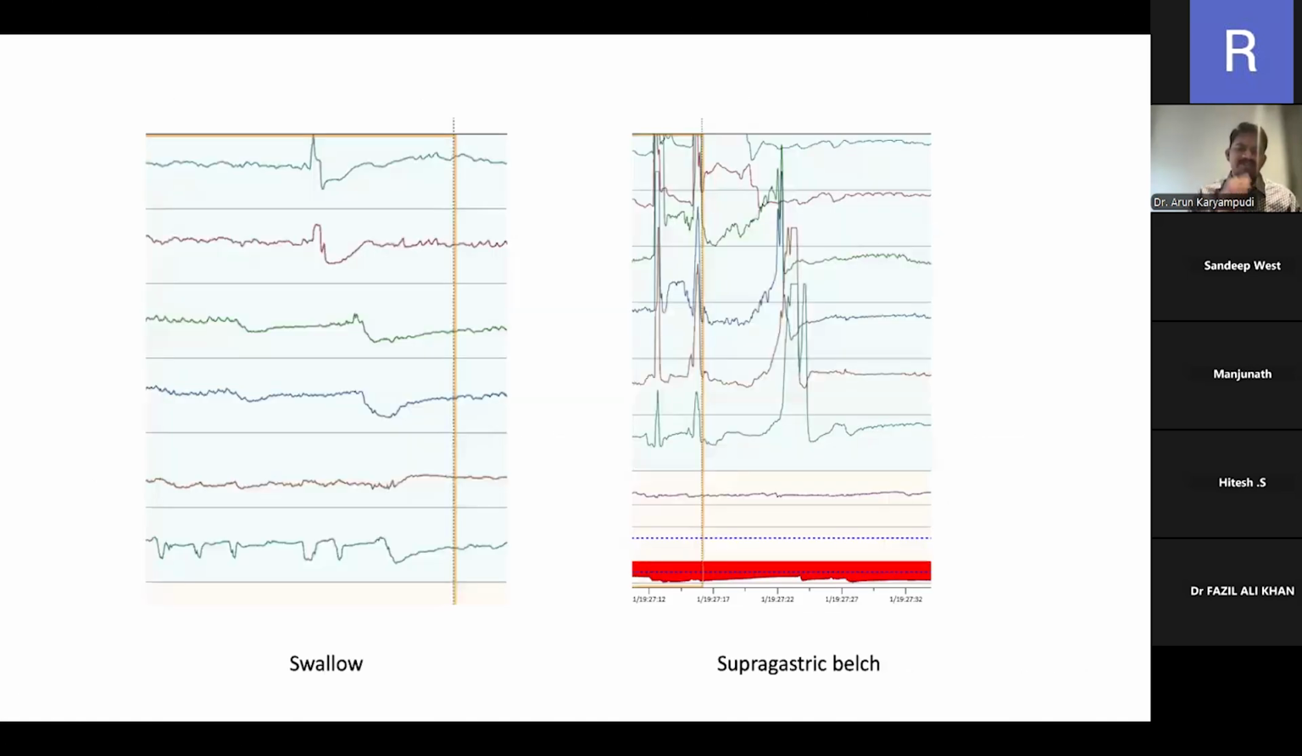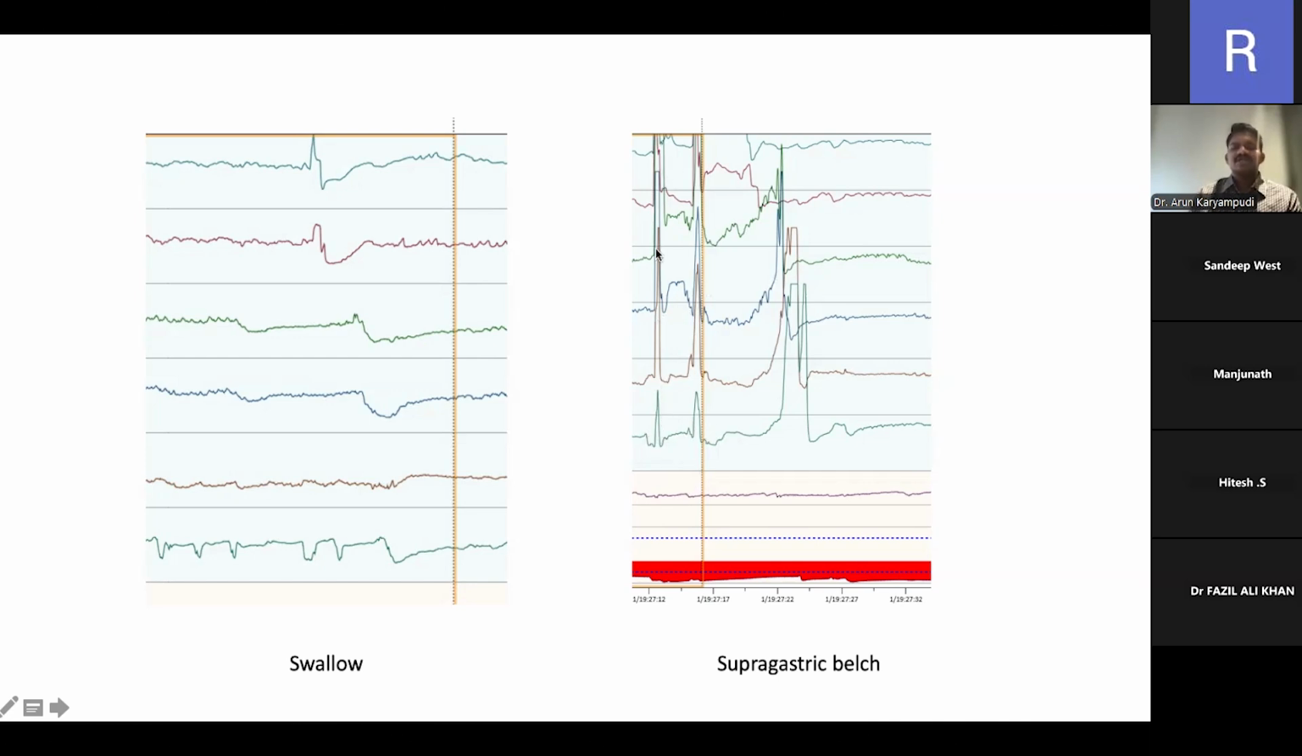So these are some of the tracings or examples that I would like to show you. Again, I told you that in a swallow, the impedance drops and it happens in an aboral direction. This is a classical example of a swallow. And if you see on the right side, the second picture, what can you appreciate what is happening here? So the impedance is abruptly rising and falling. Again, the impedance is abruptly rising and falling. So you can see three instances where the impedance is abruptly rising and falling.